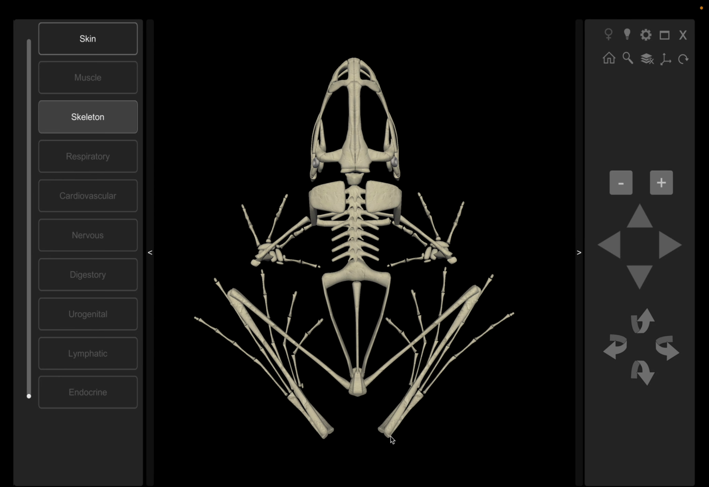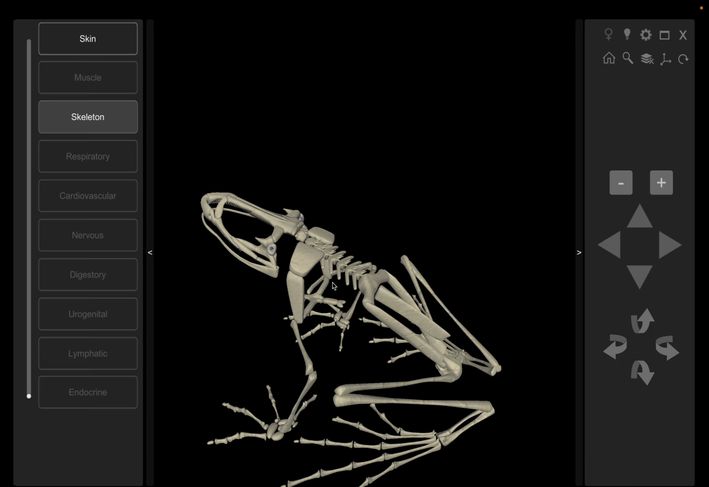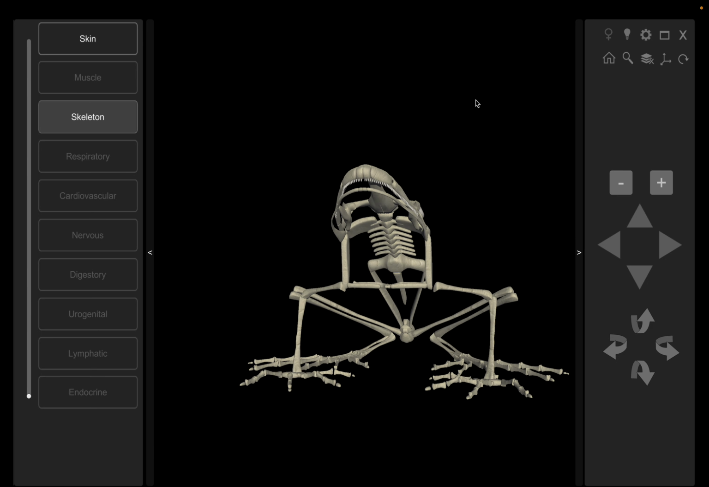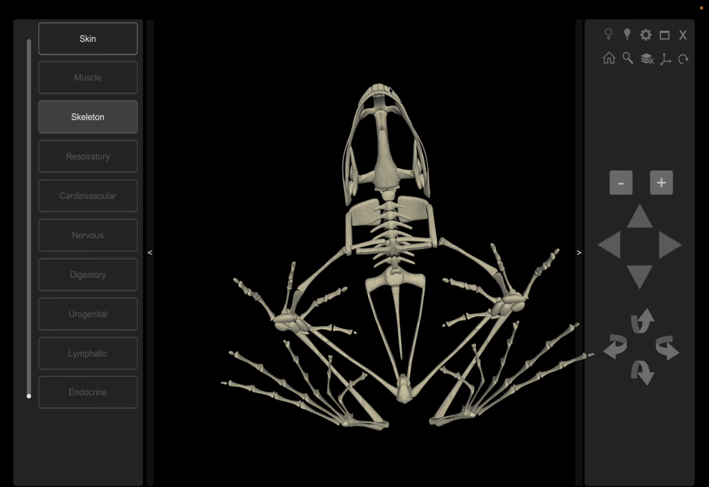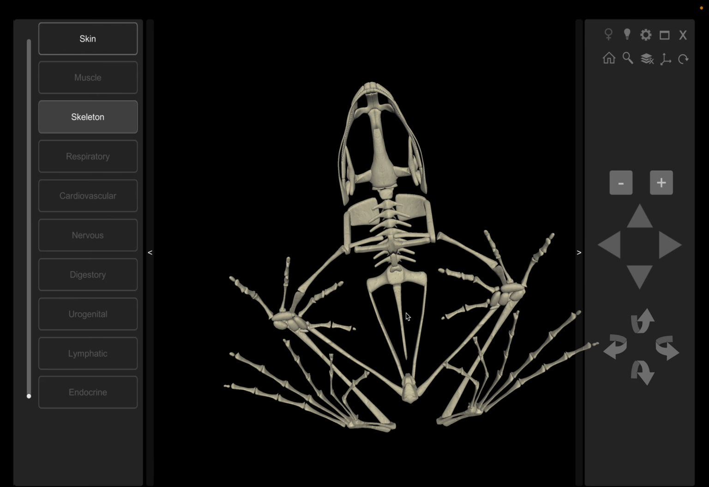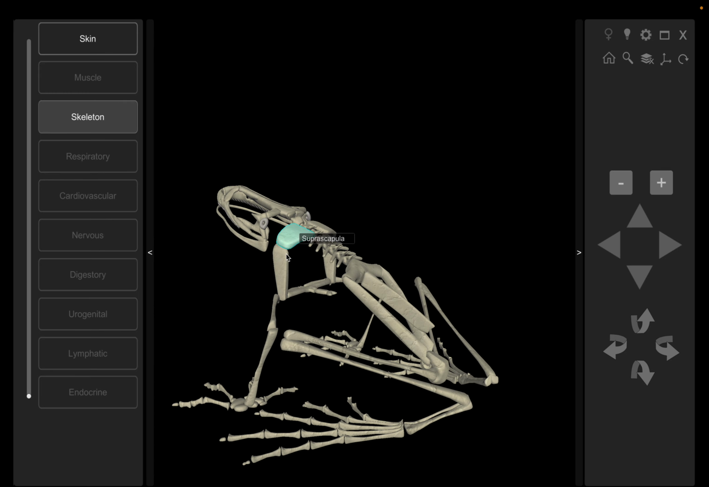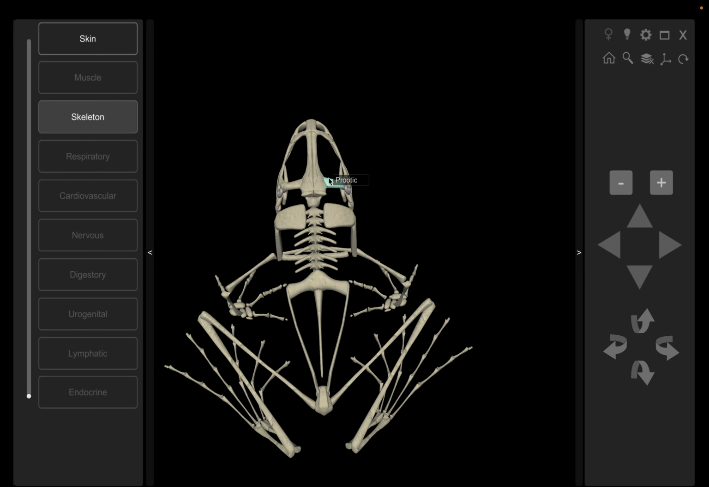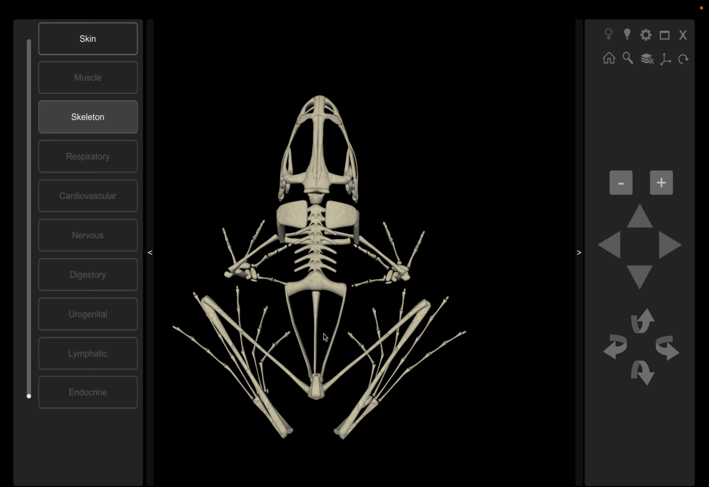You have your dorsal view of your animal, and if you flip it on its underbelly, of course, you have your ventral view. Let's first examine the axial skeleton at the dorsal view. Let's first take a look at the skull.